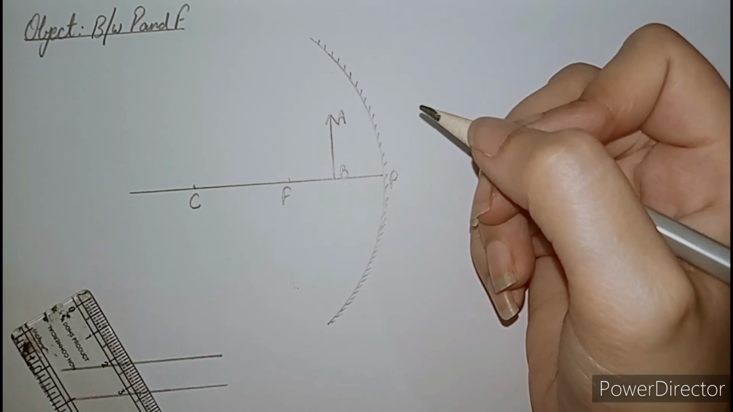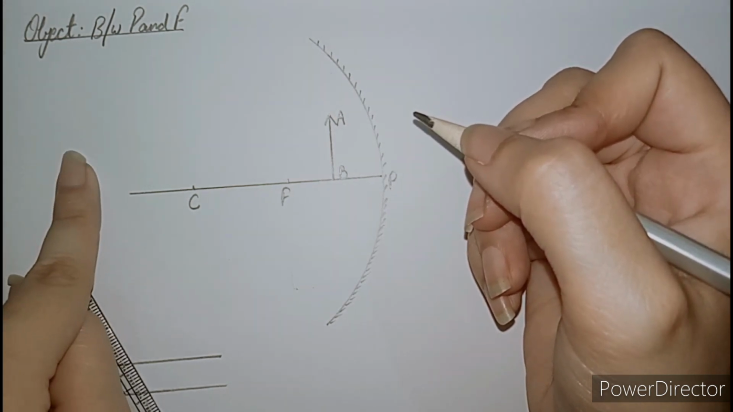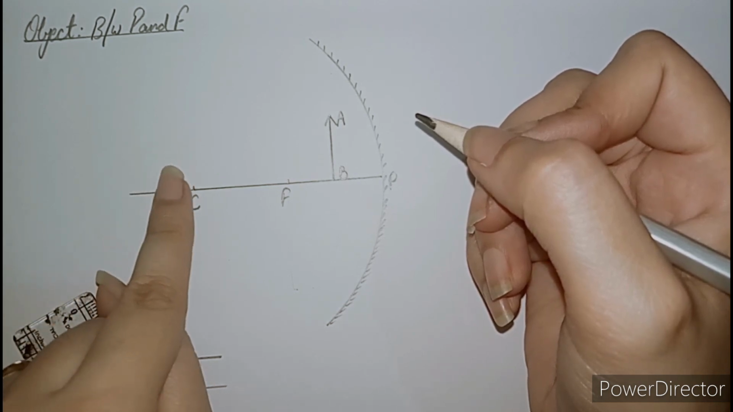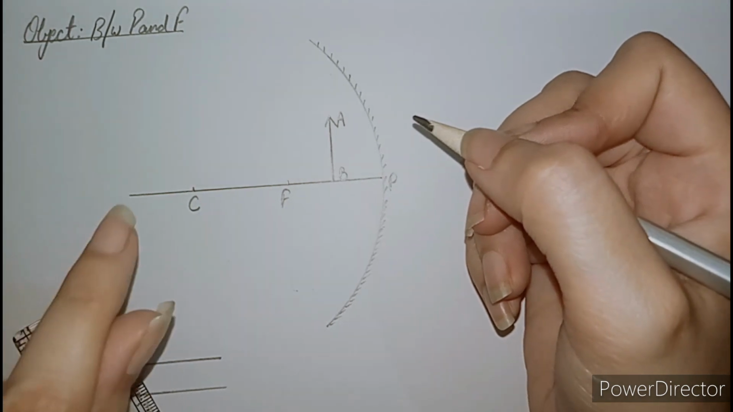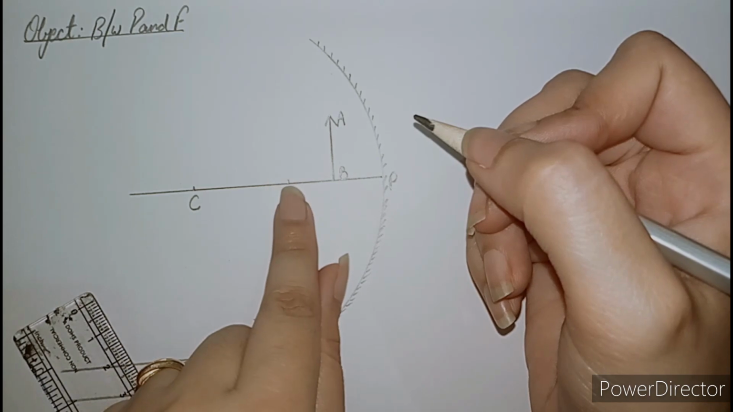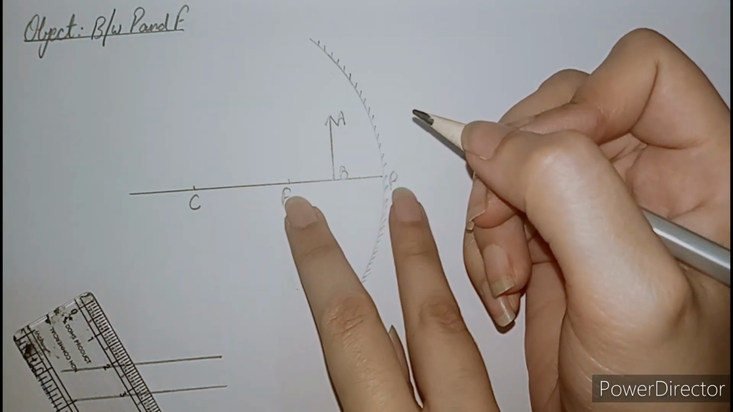So if you notice, first we drew the case when the object was at infinity, then we came to beyond the center of curvature. The third ray diagram was when we kept the object at the center of curvature, which was very important, I told you. Coming ahead, between C and F, then at F, and the last ray diagram for the concave mirror, when the object is between P and F.